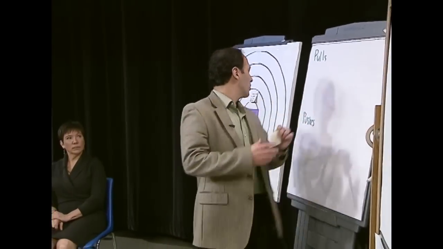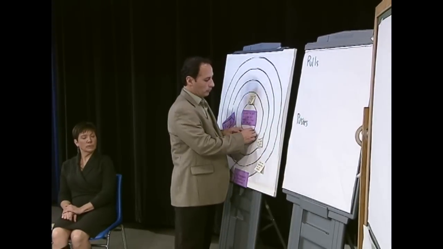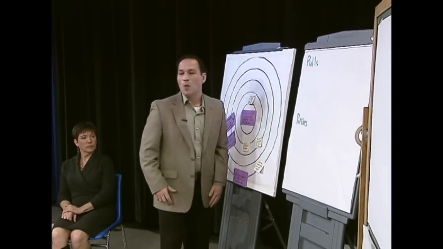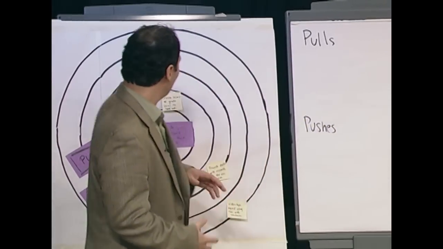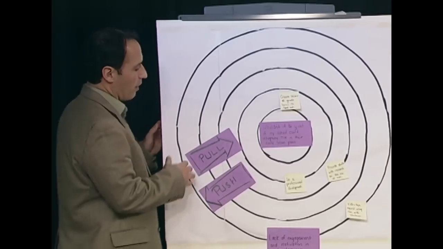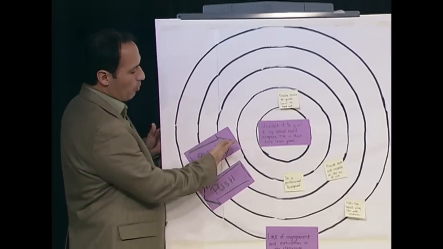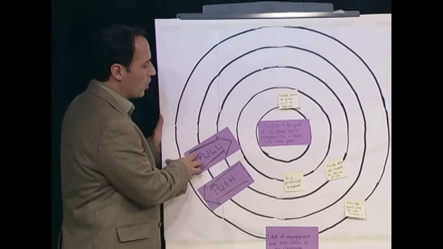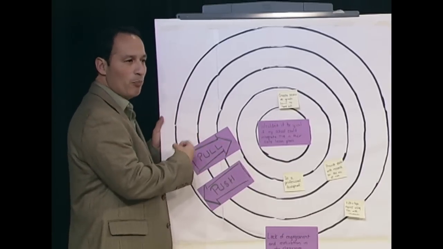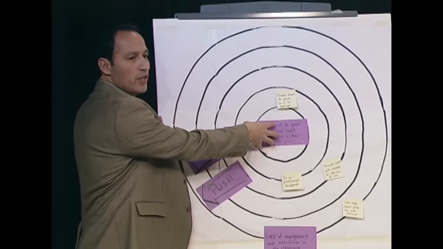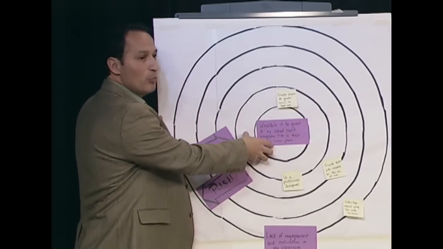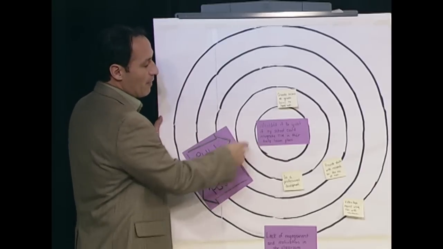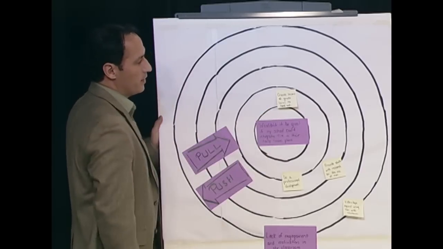What I'm going to do, actually, I'll leave this up here. What I need to do is have the group generate what we call, you'll notice here on this target, you have these arrows. One is called pulling and one pushes. Pulling means what are the things that actually pull the idea towards the desired state. And then the other arrow means push. What are some things that are actually pushing that idea away from meeting or getting to that desired state?